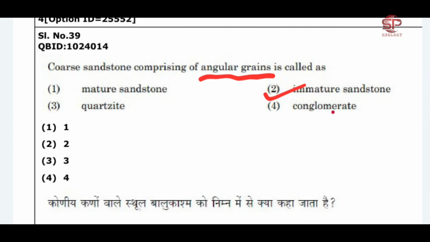Conglomerate has rounded grains, so that option will be incorrect. Quartzite is a metamorphic rock. It is not sandstone, you can say. The mature sandstone should have rounded grains.